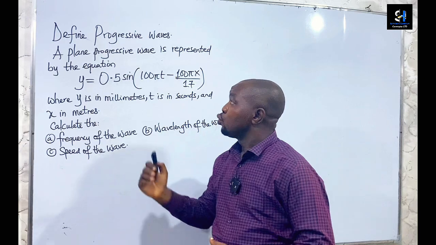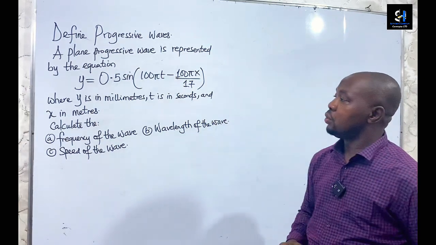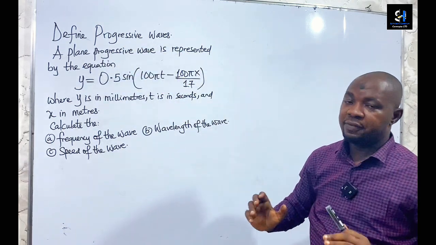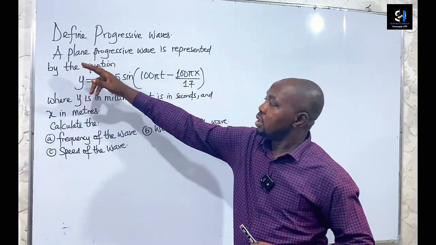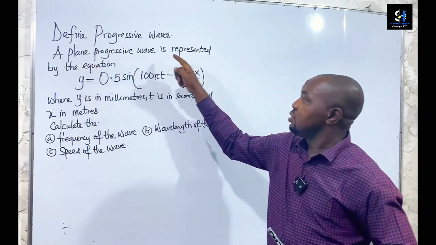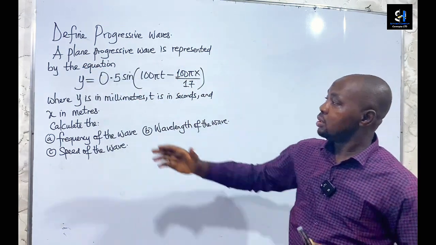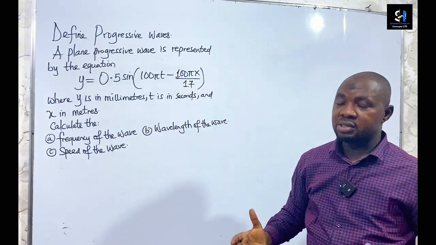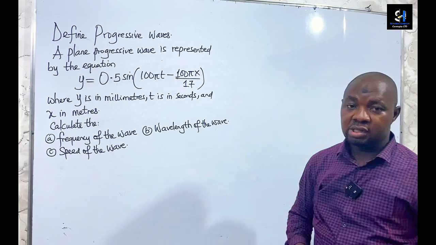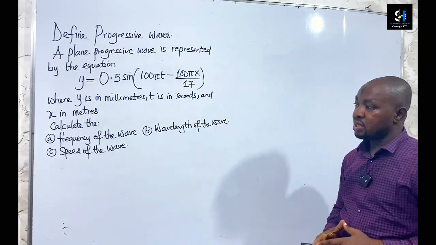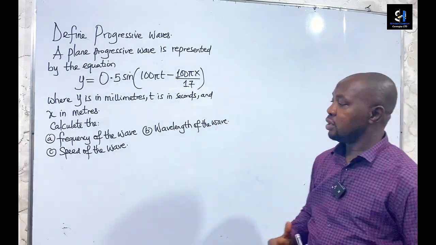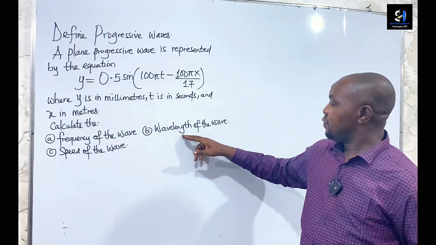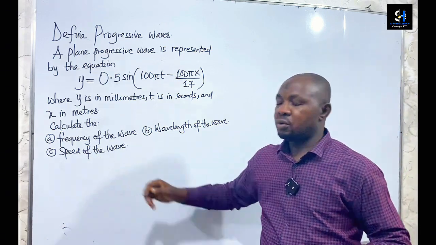Everyone, let's walk through this physics challenge on the board. We have: define progressive waves. That's the first question. Then next, a plane progressive wave is represented by the equation, where y is in millimeters, t is in seconds, and x, the distance traveled by the wave, is in meters. Our task is to calculate the frequency of the wave, the wavelength of the wave, and the speed of the wave.